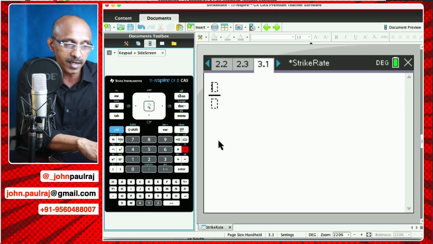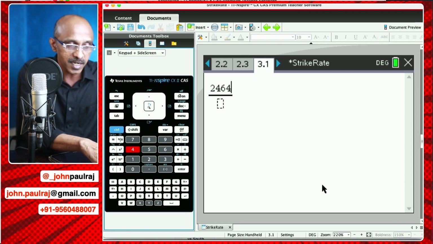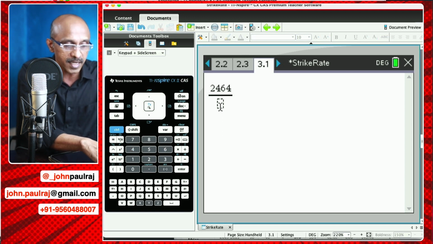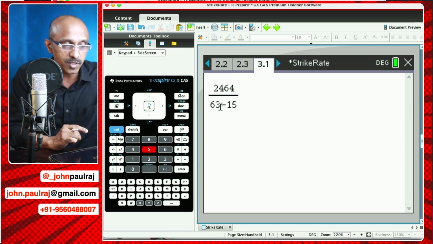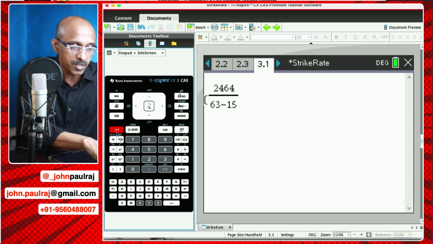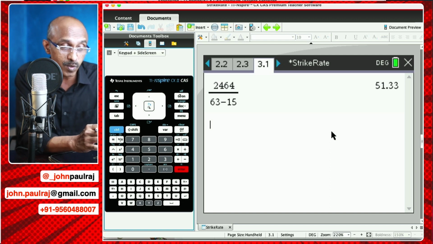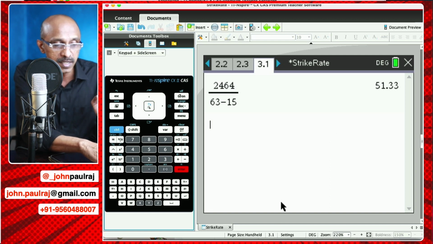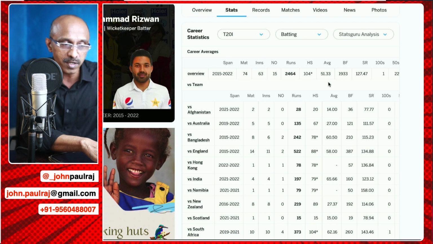So we are going to switch to our calculator, the TI Inspire, and I'm just going to enter the number of runs that he has scored, 2464, divided by the number of times he was out. Well, he came in 63 times and he was not out 15 times. So the number of times he is out is 63 minus 15, correct? If you work it out that way, it turns out to be 51.33, exactly as it was given on the website. By the way, these statistics are reported to 2 decimal places. So as you can see, his batting average, which we've just checked on the calculator, is 51.33.